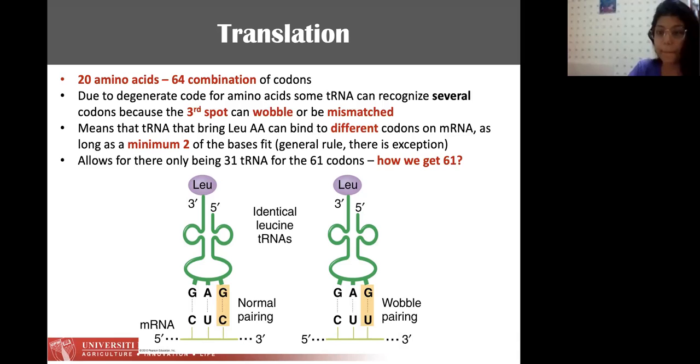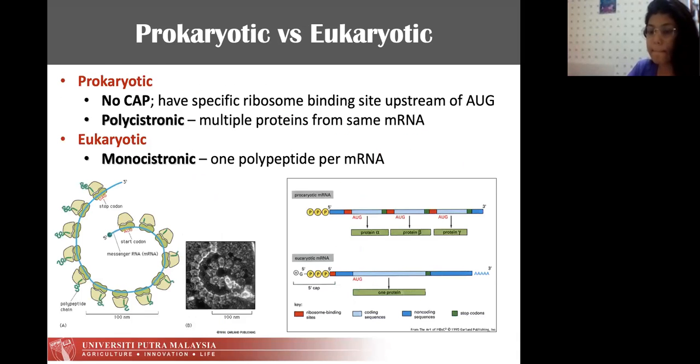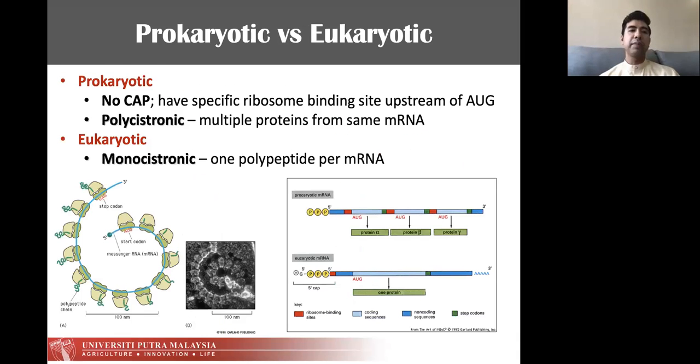Yeah. All right, good. Okay, prokaryotic and eukaryotic. Prokaryotic has no cap in terms of mRNA. No cap means no guanine cap. It has a specific ribosome binding site upstream of AUG. Polycistronic means multiple proteins from the same RNA, meaning one mRNA can have literally 100 people working on it. People meaning ribosomes.